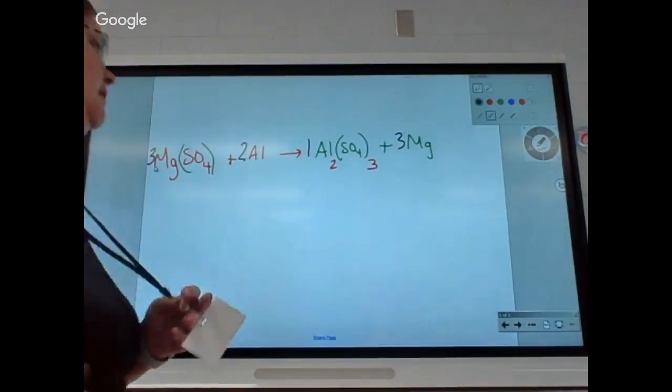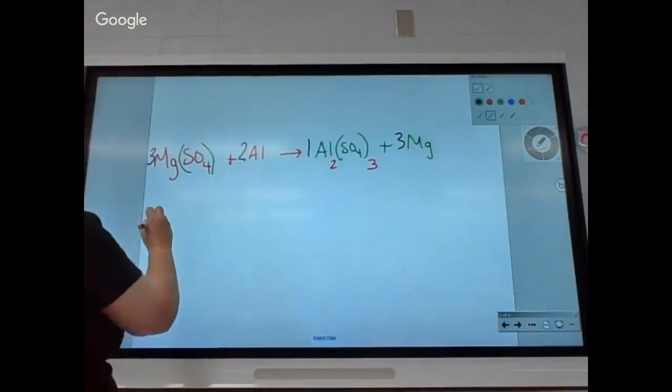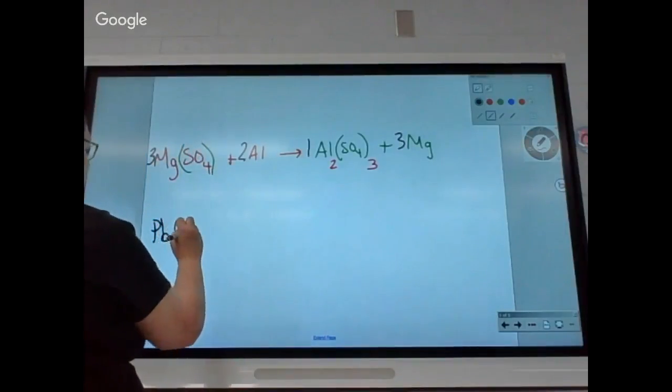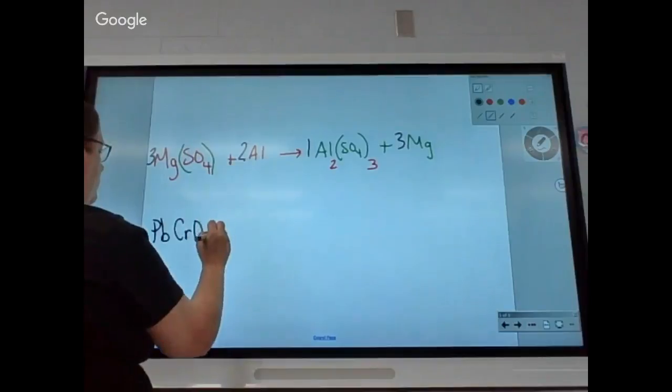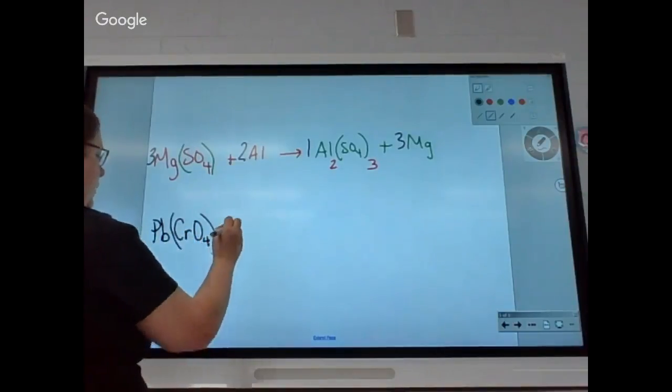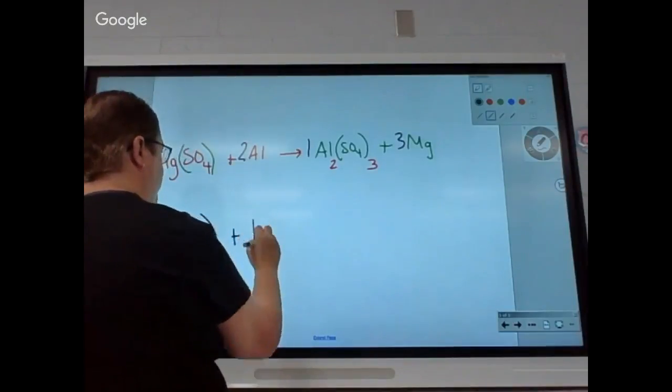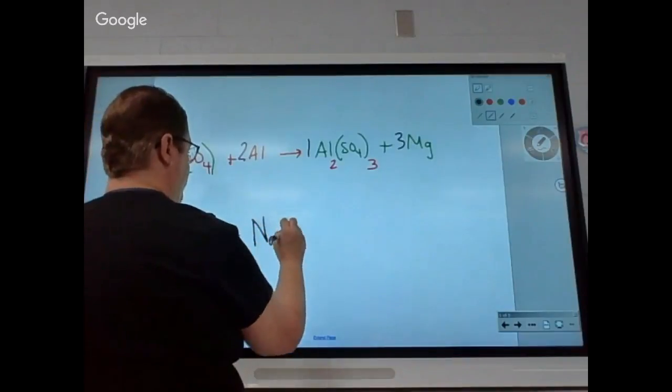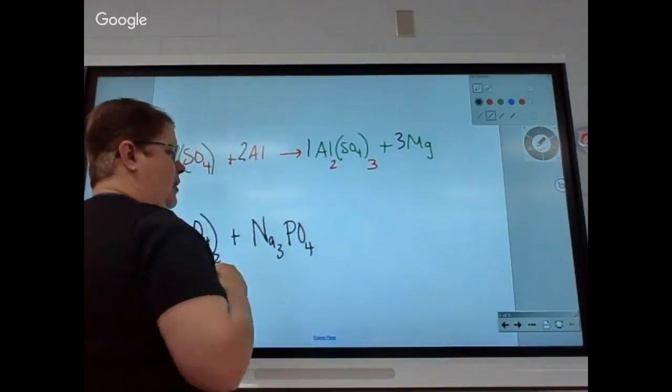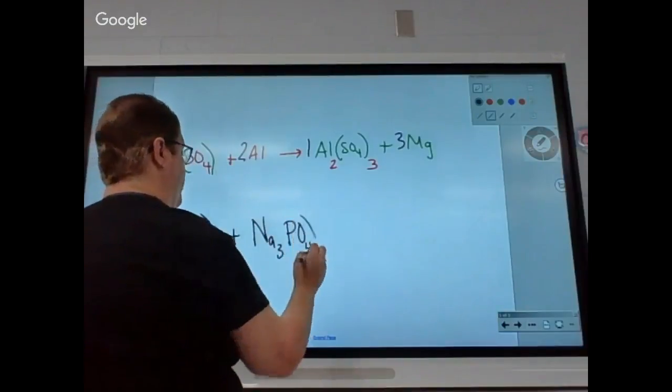Six, sure. Tell me what 6 says. Pb CrO4, and it has a 2. Plus Na3 PO4. Okay. Did I put parentheses there or no? Yeah, you did. I did put the parentheses.